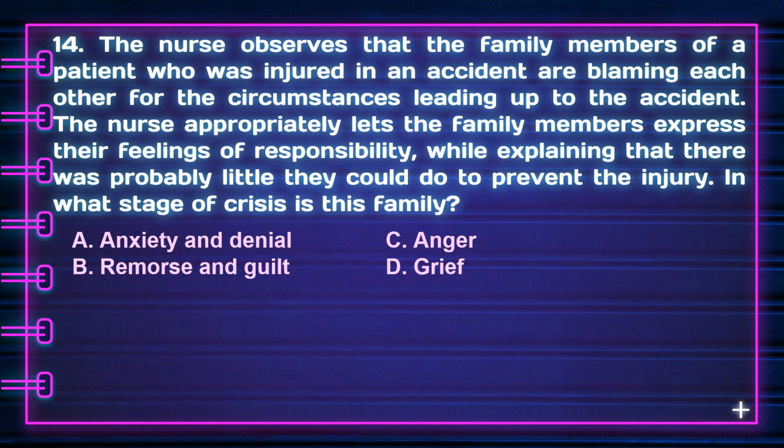A. Anxiety and denial. B. Remorse and guilt. C. Anger, or D. Grief. The answer here is letter B, remorse and guilt. Because we know that remorse and guilt are considered part of the natural processes of the stages of a crisis and should be facilitated for the family members to process the crisis. And the family's sense of blame and responsibility are more suggestive of guilt than anger, grief, or anxiety. 14, the best answer is remorse and guilt.